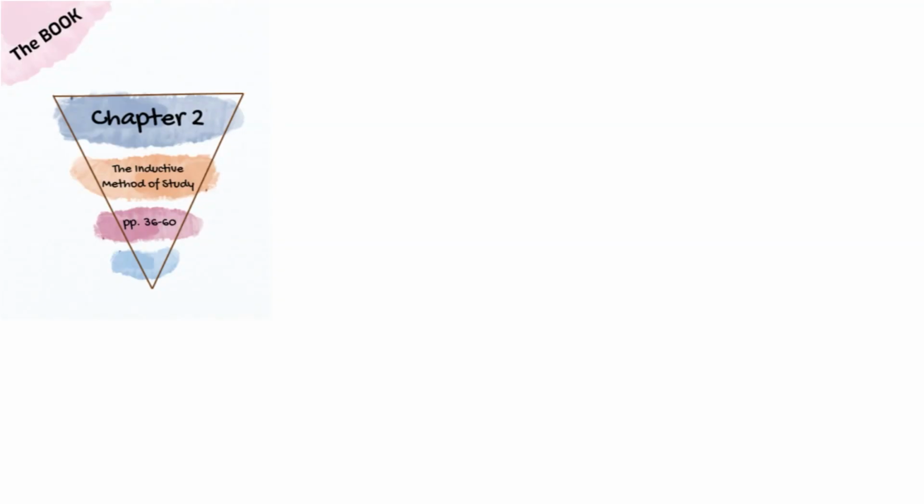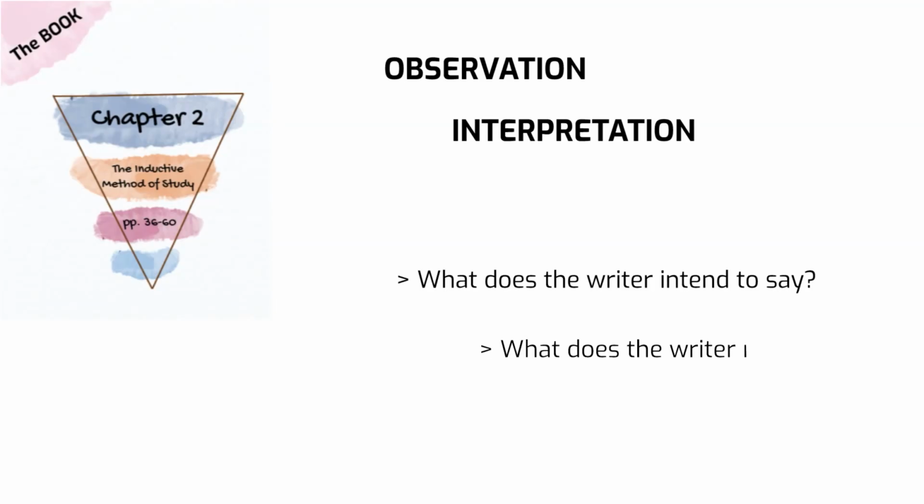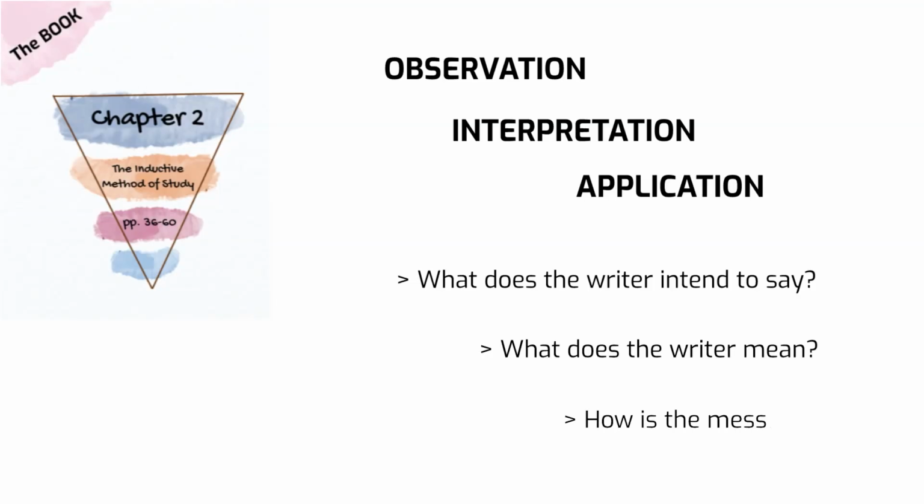As we study inductively, we aim to answer 3 questions. What does the writer intend to say? What does the writer mean? And how is the message to be applied? This chapter spends much time focusing on the first question, the observation stage of the method.